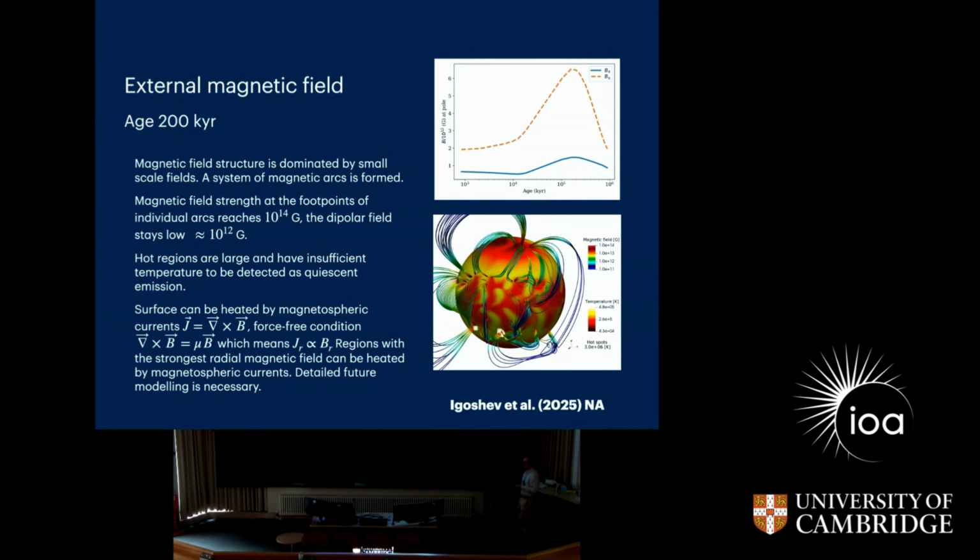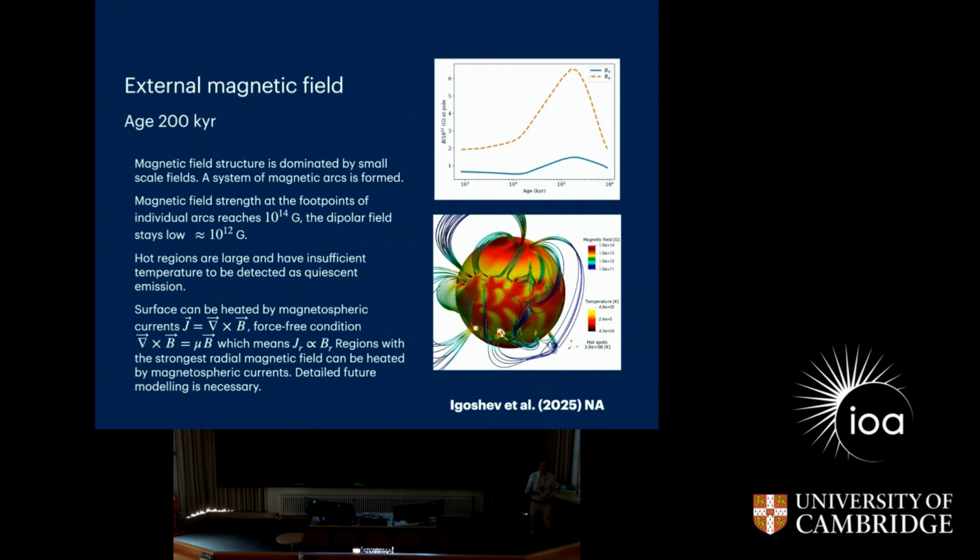So dynamically, you would estimate the magnetic field of this neutron star as something multiplied by 10^12 Gauss. But if you look really close, you see individual arcs of magnetic field with a size smaller than the size of the neutron star. And the strength at the footprints of these arcs is much, much stronger. It could reach 10^14 Gauss in certain places.